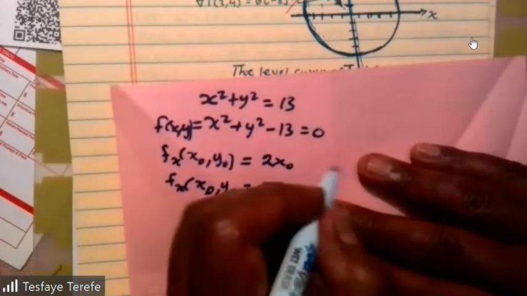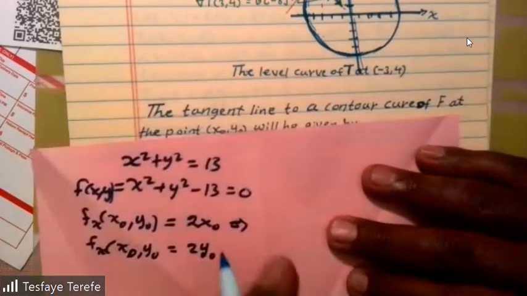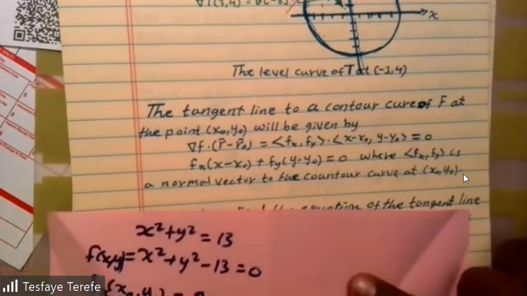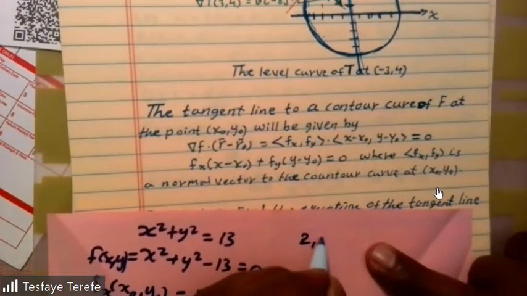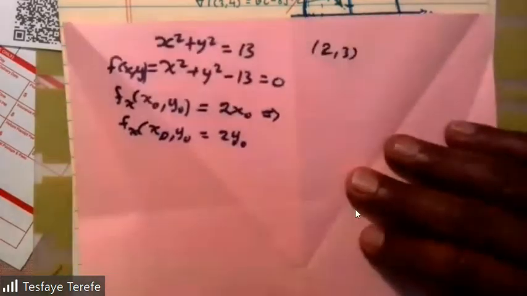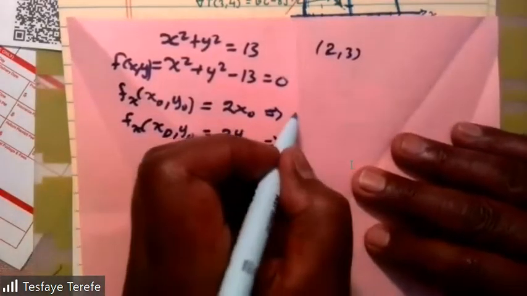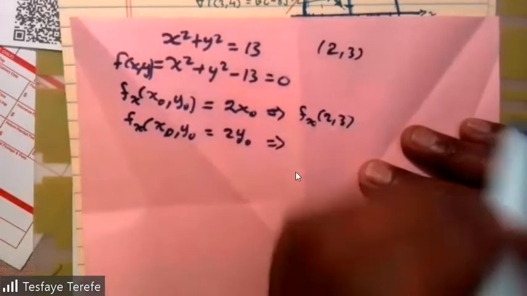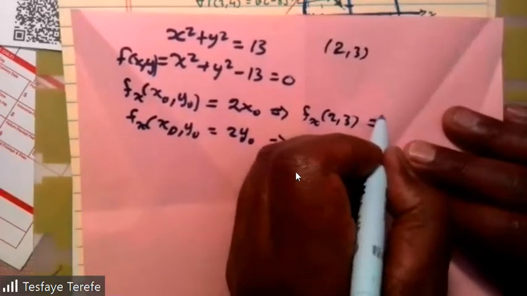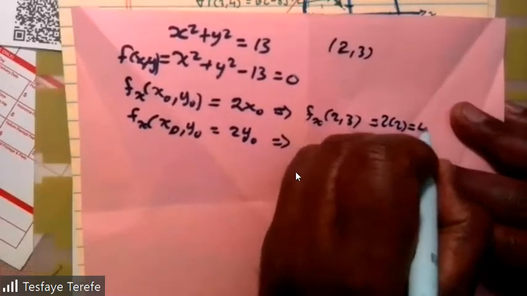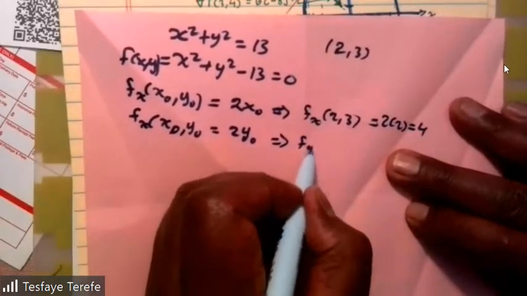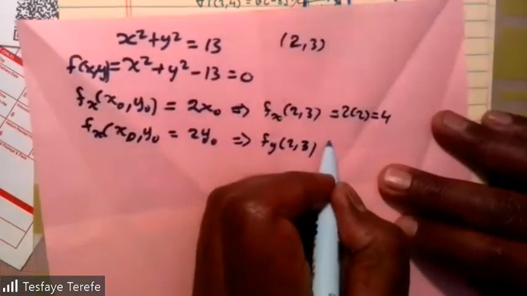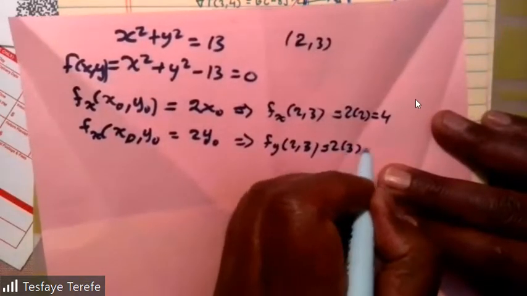All right. Then specifically we are given the point 2, 3. So you plug it in here: the partial derivative with respect to x at the point 2, 3 is equal to 2 times 2, which is equal to 4, and the partial derivative with respect to y at the point 2, 3 is 2 times 3, which is equal to 6.